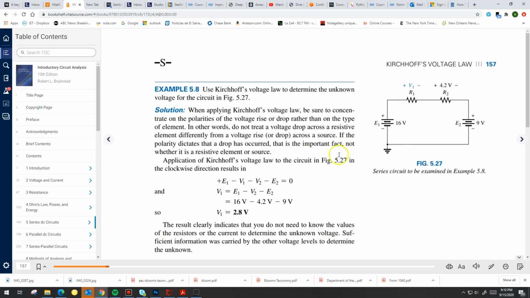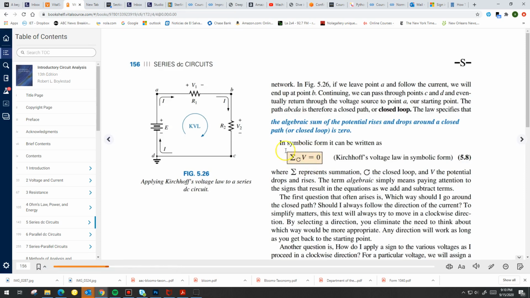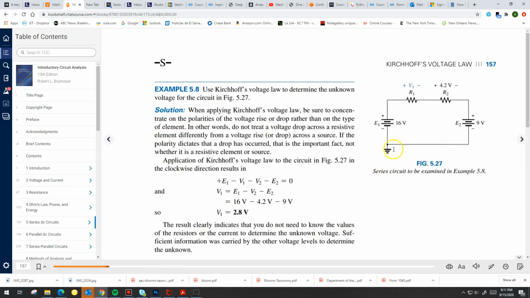The first thing I'm going to use is this equation, the general form, right? The algebraic sum of all the voltages around the loop is equal to 0. So if I go from ground to this point, I have a voltage gain, right? 16 volts. So I'm going to put all my voltage gains as positive. Okay, the convention.